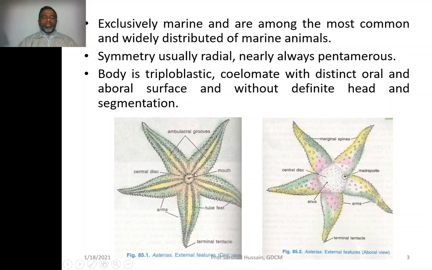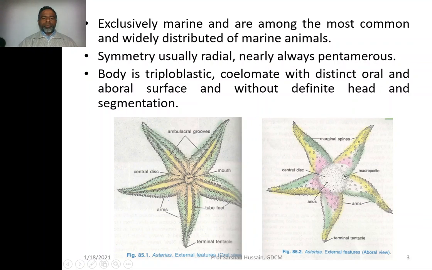Symmetry is radial, you can see. You can draw the radius and you can divide the body. So symmetry is radial, and nearly always pentamerous, because normally it has five arms. So because of this, it can be divided by five radii. Body is triploblastic, having coelom. It has a distinct oral surface and aboral surface.